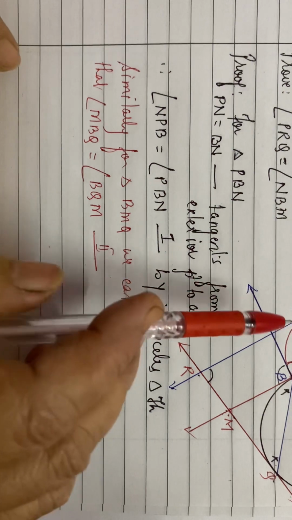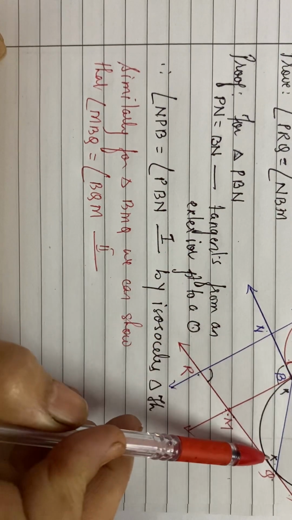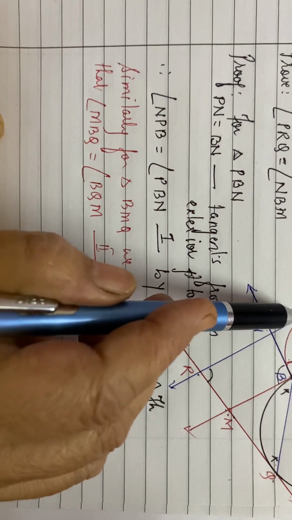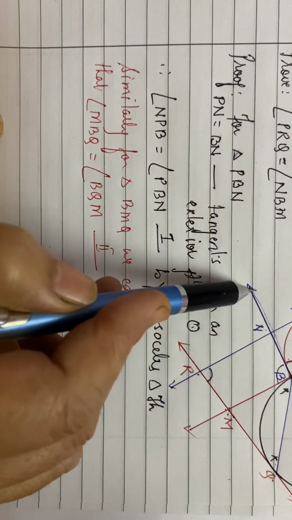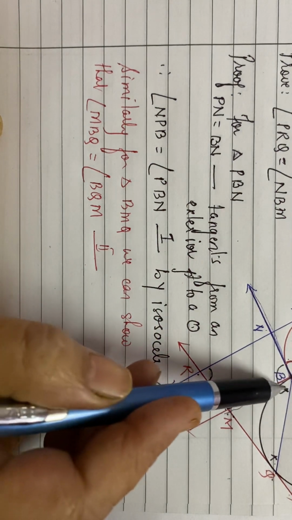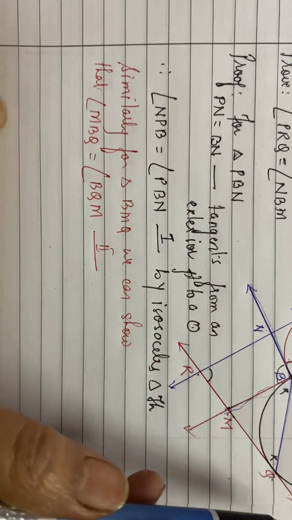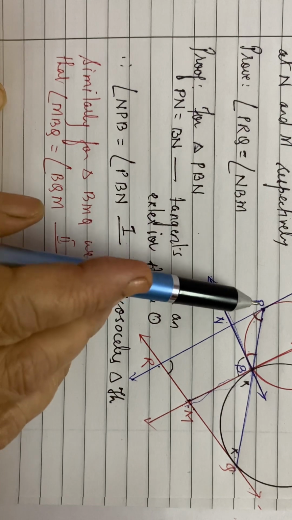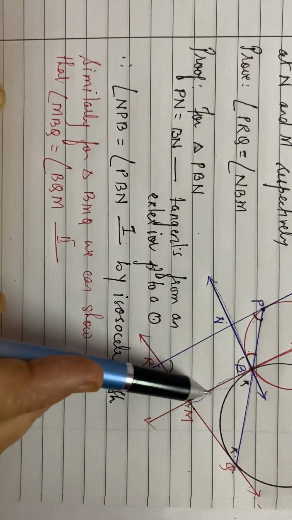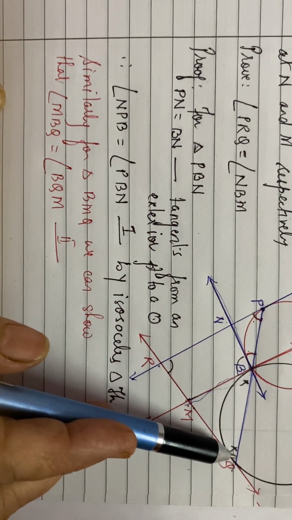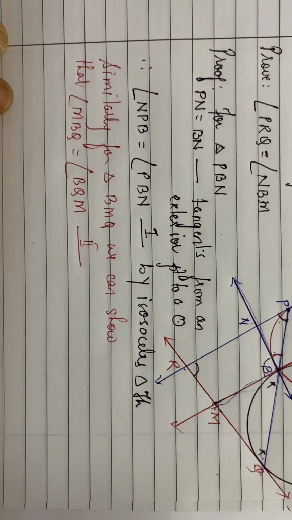Okay, so what we have shown is these two angles are congruent, these two angles are congruent. Now, if we look at this pair of angles, angle PBM plus MBQ. What kind of angles are they? They are angles in a linear pair, so their sum is 180. So I'll write that first.